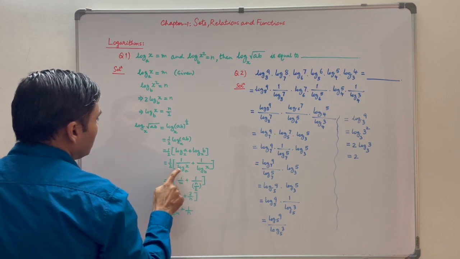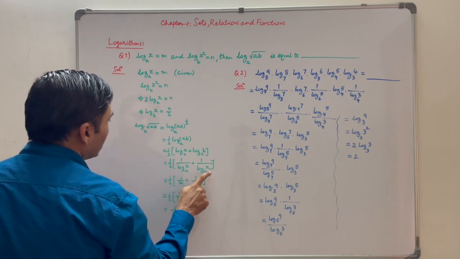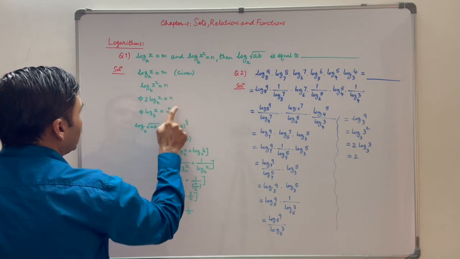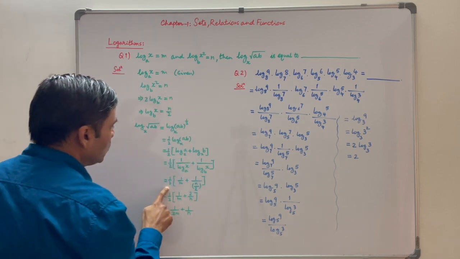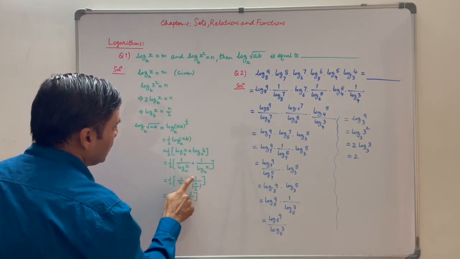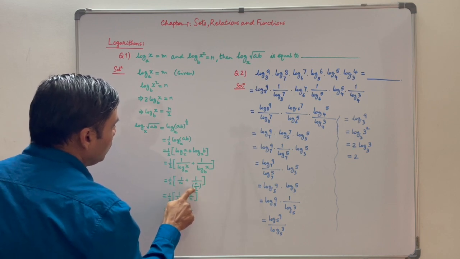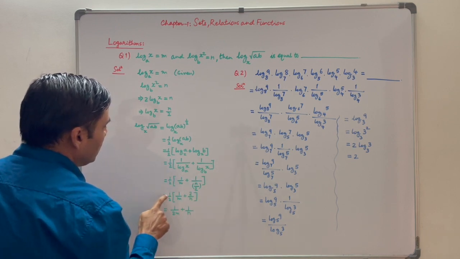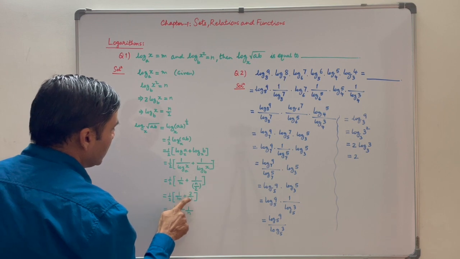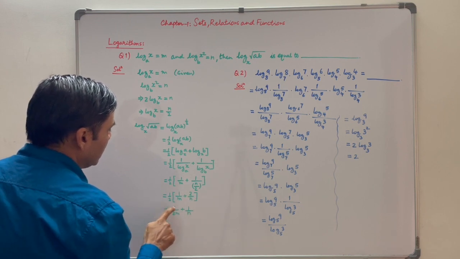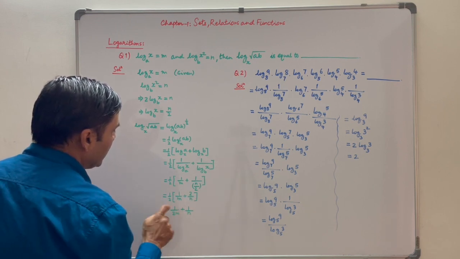We can substitute the values of log x to the base a and log x to the base b from here and here. So it will be 1 by 2, 1 upon m plus 1 upon n by 2. Now 2 will go to the numerator. So it will be 1 by 2, 1 by m plus 2 by n. After removing the bracket, it will be 1 by 2m plus 1 by n.